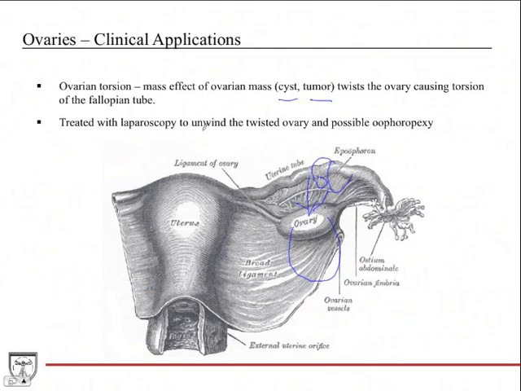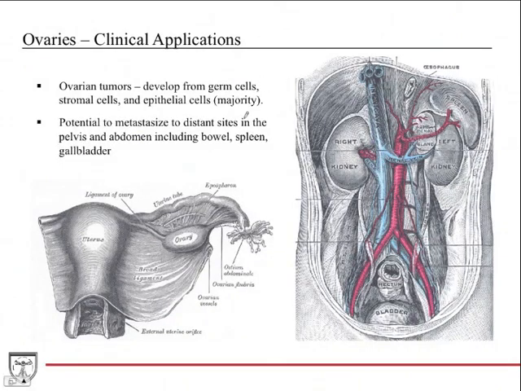These patients usually come in with very significant pain, and it needs to be treated with laparoscopy to unwind the twisted ovary, and then possibly you need to do an oophorectomy, which is a surgery to fix the ovary down so that it can't twist anymore. Ovarian tumors, we won't go into too much because these are a very complex pathological topic. If you want to know more, I suggest you consult your pathology textbook.